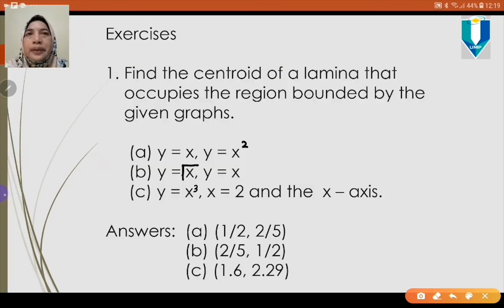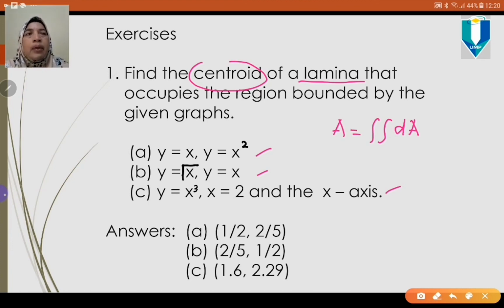These are the exercises that you need to do so that you understand more of how to find the centroid of lamina. So first of all, you need to sketch those graphs here. Okay, sketch those graphs, and then you need to find the area using double integration. Remember, area is just the double integral of dA. So you need to choose whether the region is of type 1 or type 2 or polar.